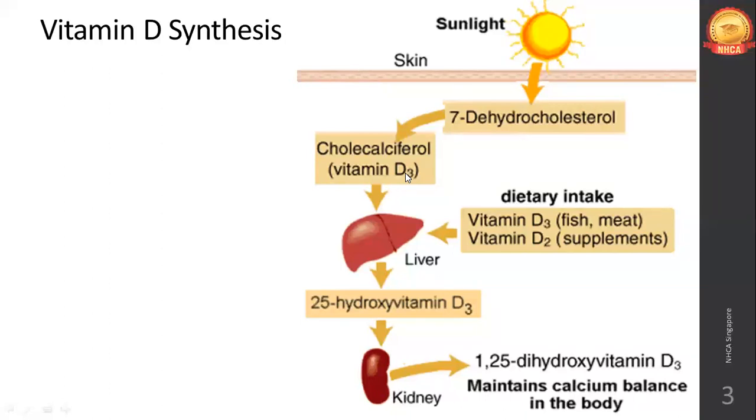It's a fat-soluble vitamin. It is stored in the liver. And also, dietary intake of vitamin D3 comes from non-vegetarian food and dairy products, and D2 through supplements. Vitamin D2 comes through supplements. Vitamin D2 has to undergo a lot of conversion to be converted into vitamin D3 and be stored in the body.